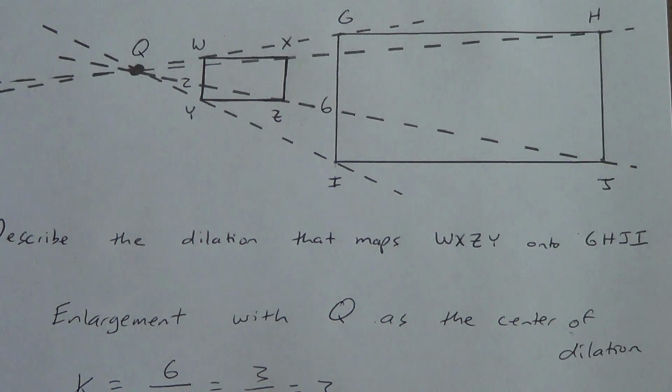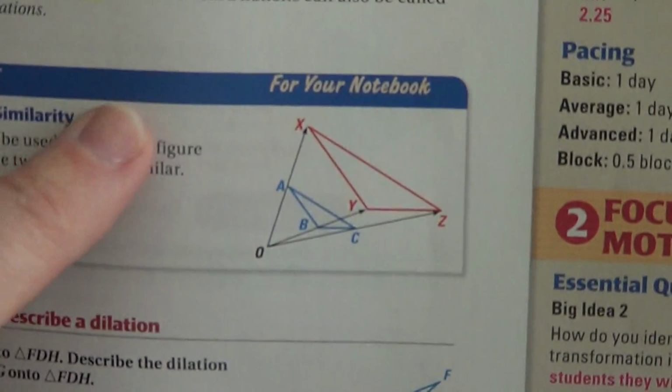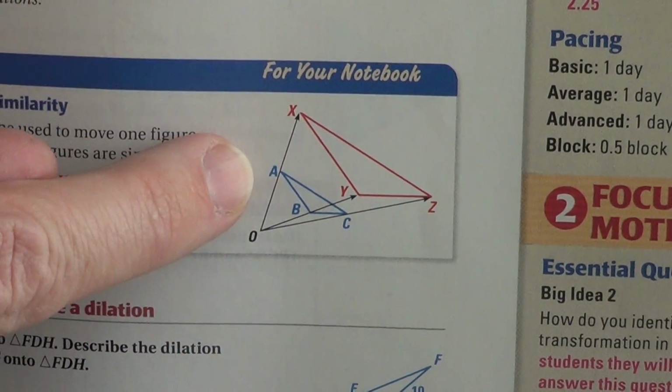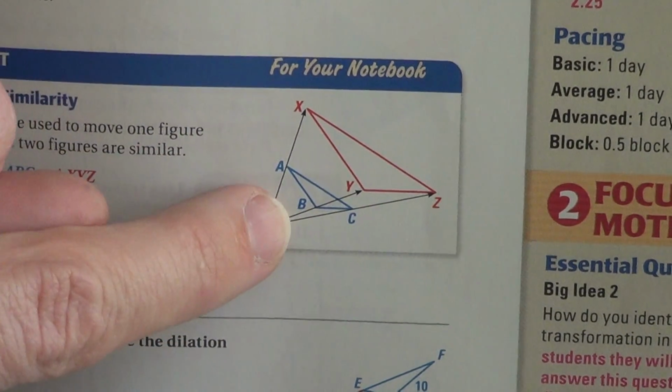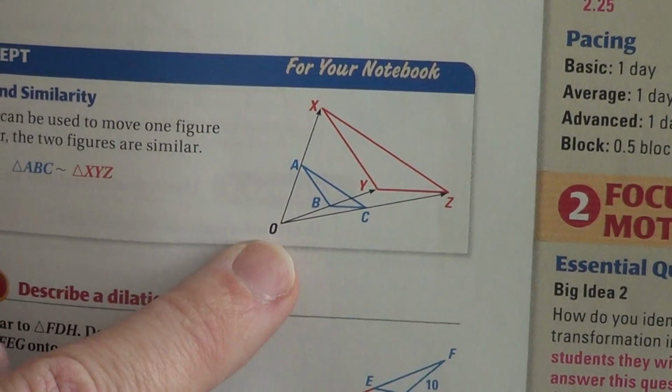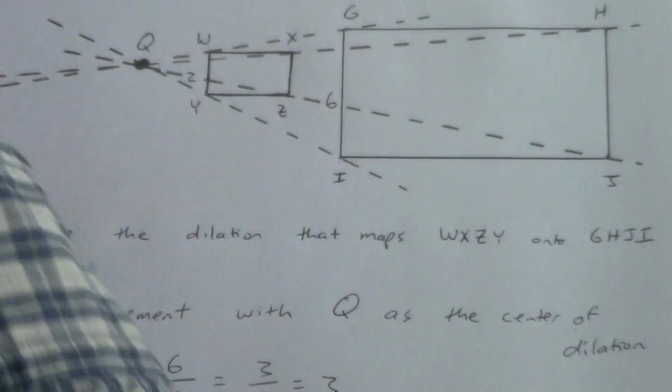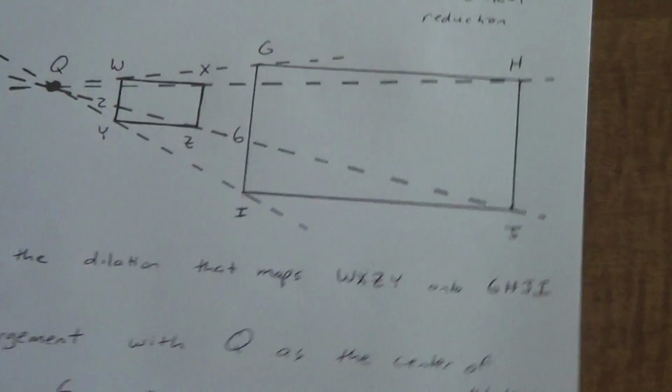Now in your book, sometimes they'll have that drawn out for you already. Let me show you a quick picture in your book. So right here, see this? O would be the center of the dilation. X, A connects down to O, Y, B connects to O, Z, C connects to O, so they already have it drawn, so O is the center of the dilation in that case. So you'll see stuff like that in your homework.